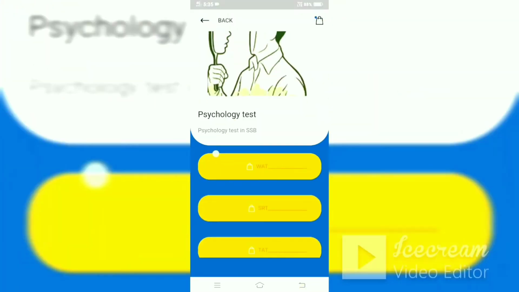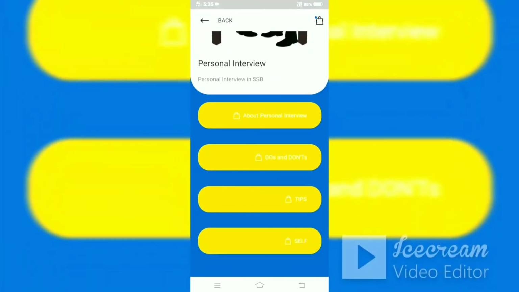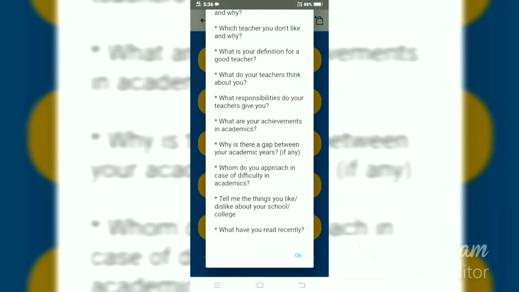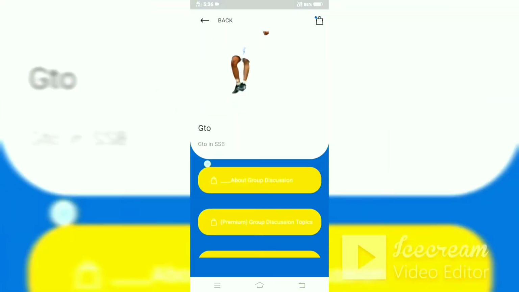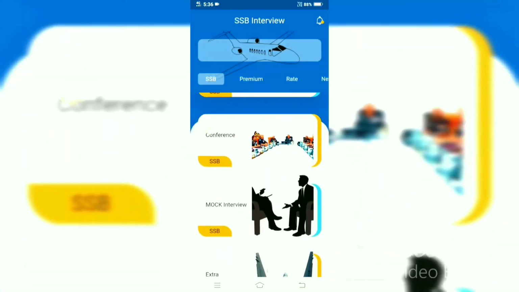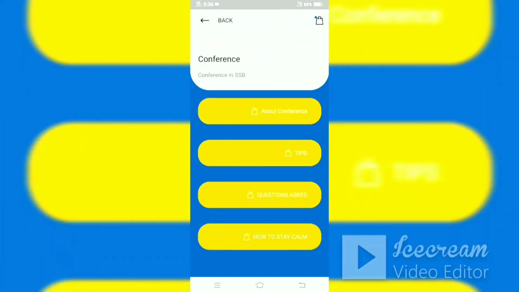So all these things. And psychology tests are there, PPDT we have covered. In psychology there are all tests and you can practice them as well. So these are the tests, and a self description. And in the personal interview, there are various things like do's and don'ts about the personal interview, tips are there, and these are all questions that will be helpful to you, you can go through these questions once, and that will definitely help you. Now coming to the GTO, there are various things, tips and tricks that you can go through and read once. And this is the conference, with tips and tricks about the conference, you can also go through these.